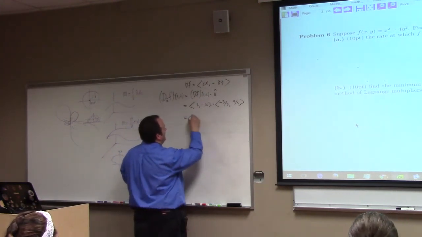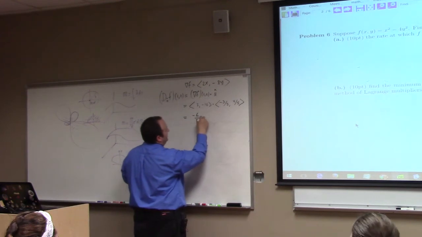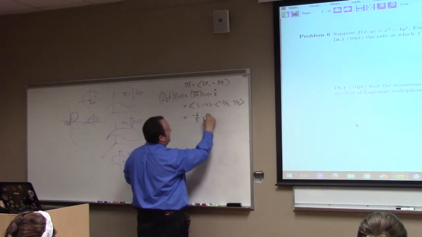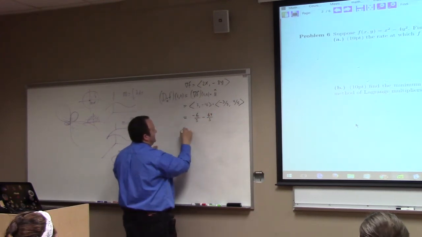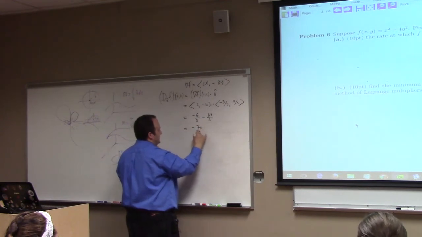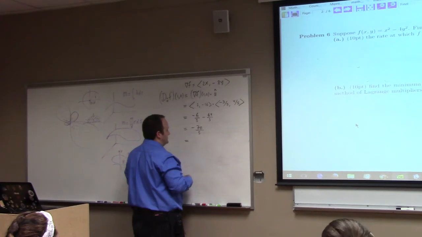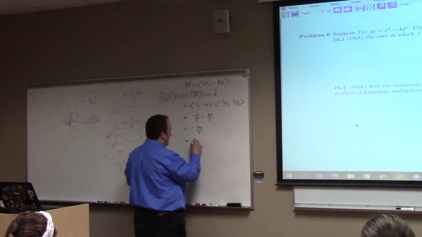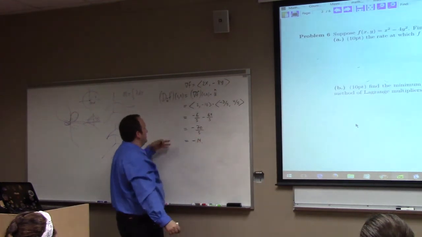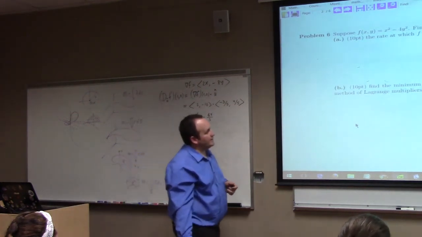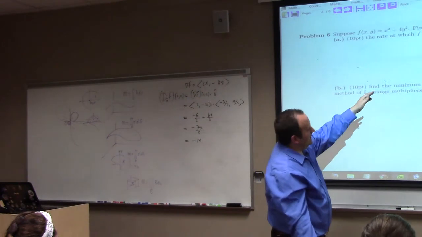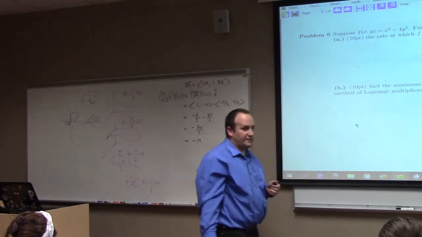Let's see, minus 6 over 5, minus 4 times 16, 64 over 5, also known as minus 70 over 5. I can't do math. Minus 14, thank you. All right, so there you go. That's the rate of change. That's the answer to part A. The rate at which f is changing in that direction at that point is given by the directional derivative.